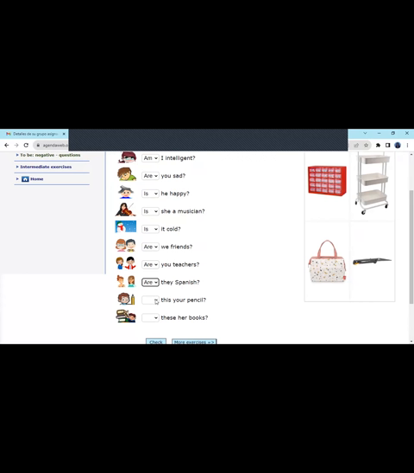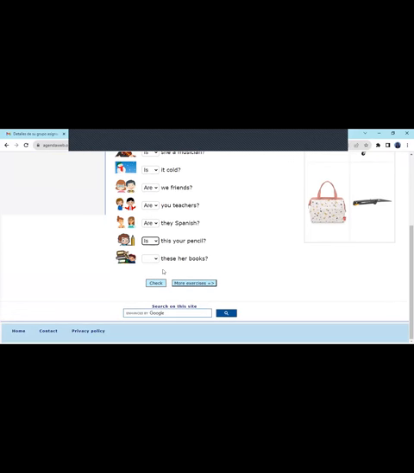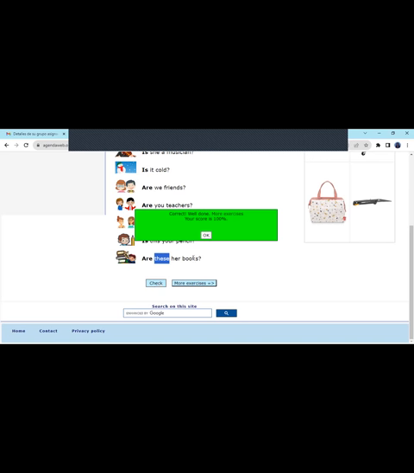Is this your pencil? Okay. Now, are these her books? Are, because these is plural. And this is singular: your pencil, one pencil. Are these her books? Okay, now let's check the answers. Correct. Well done. Very good, class.